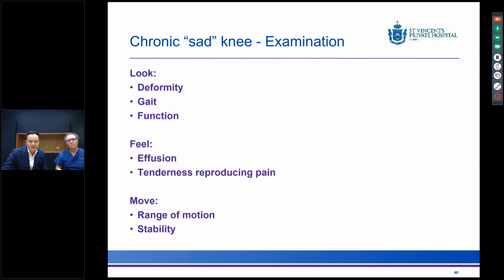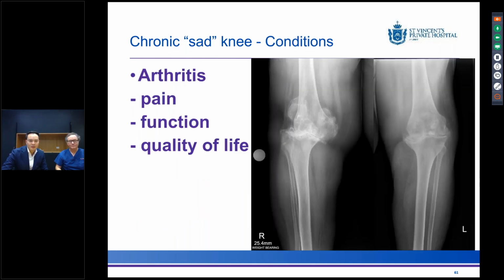In terms of move, we want to assess the range of motion of the knee. With an arthritic knee, the natural history is that the knee will progressively become stiffer over time. And we want to assess the stability of the knee as well, in particular the collateral ligaments. So in this scenario, we're mainly talking about arthritis or the arthritic knee.